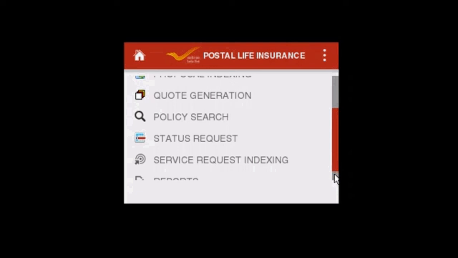Surrender, loan, if he wants to take a loan, that can be seen. Revival and revival installment, that also can be seen. Second is policy search. A policy can be searched here, along with the status of the policy, whether it is active or not.